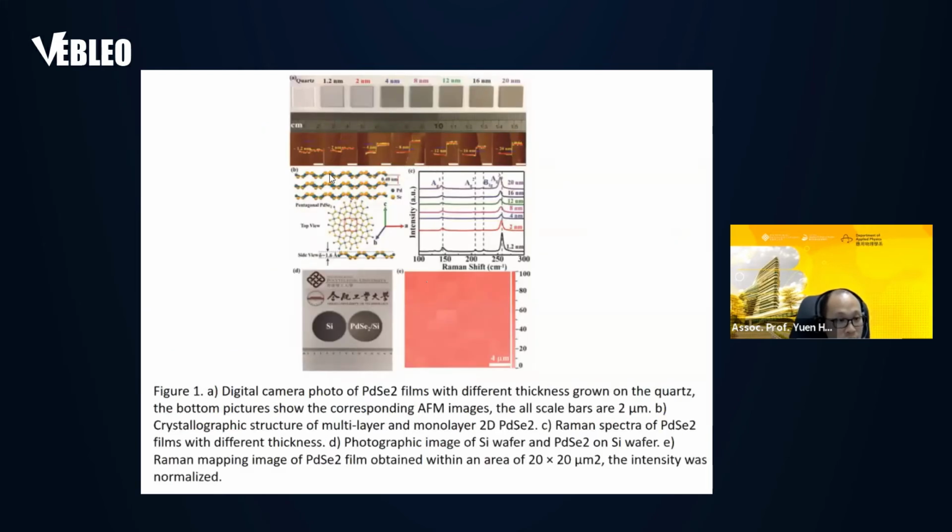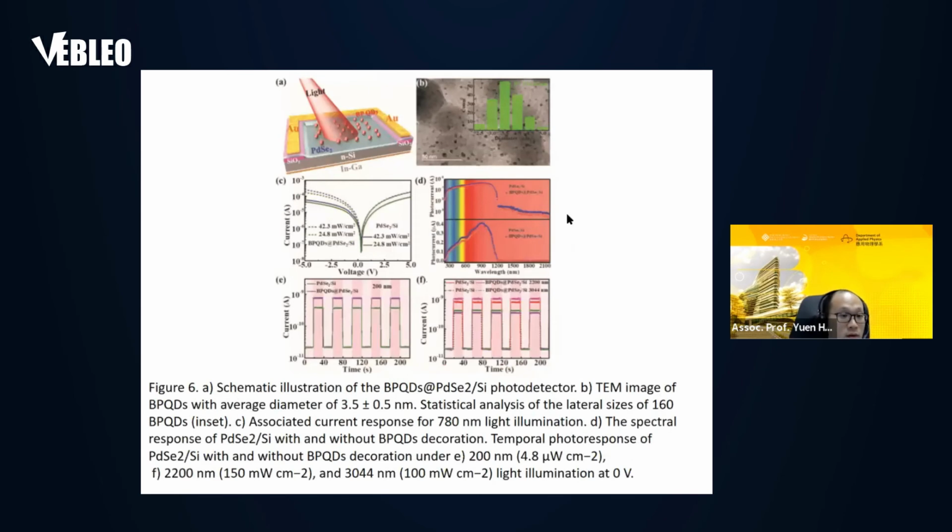For this technique, we can quite precisely tune the thickness of our material. As you can see from there, the thickness is between 1.2 nanometers and up to 20 nanometers. So here is some of the thickness characterization. And at the end, we demonstrate quite a good performance photodetector. Some details can be seen from the publication there.